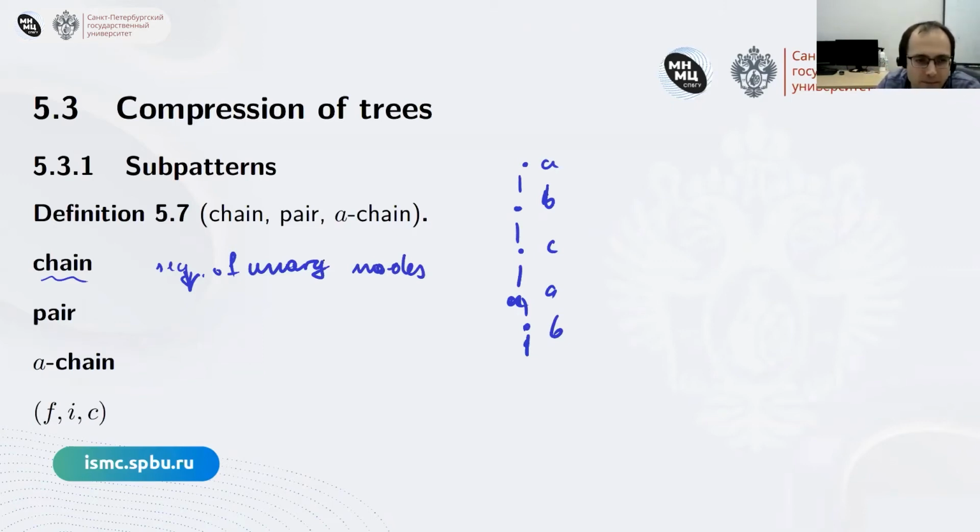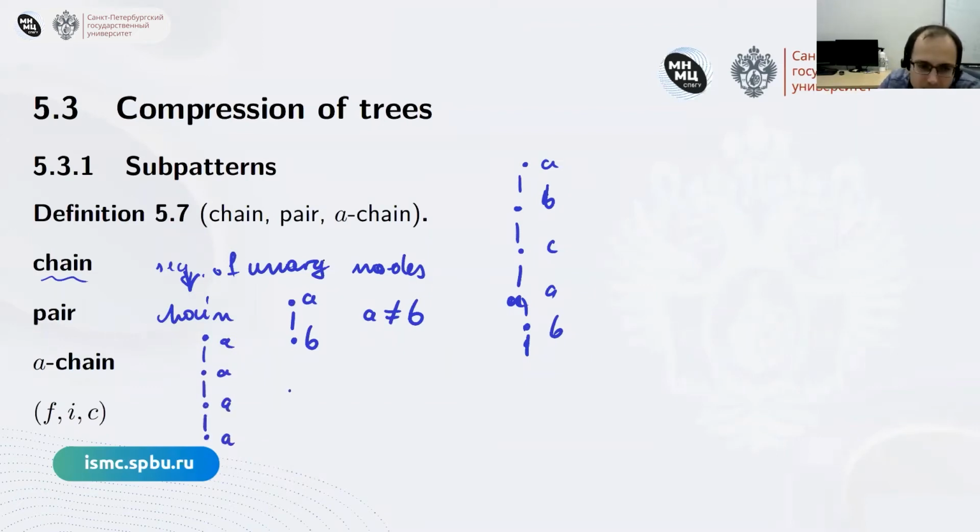A pair is a chain AB, and usually we will assume that A is different than B. Okay, so a simple chain of that. An A chain is a chain which consists solely of nodes which are labeled A, and I will speak about maximal A chains. This simply means that we cannot extend it below, or we cannot extend it up.